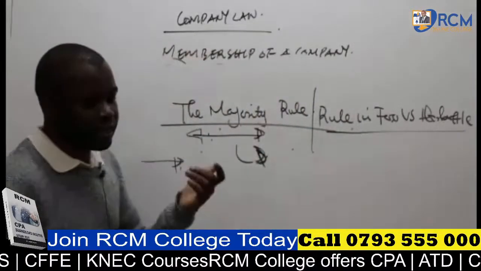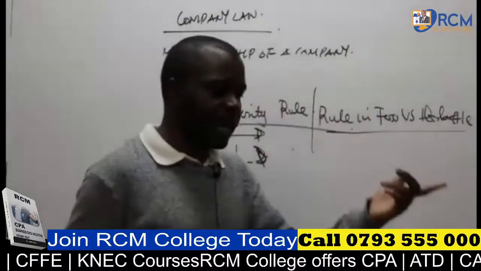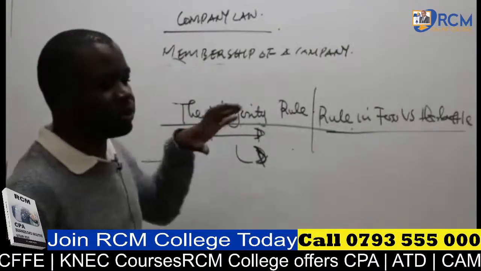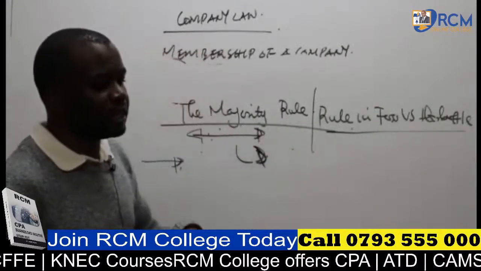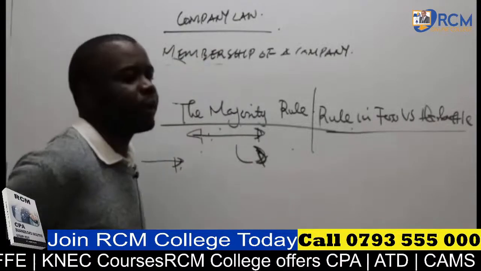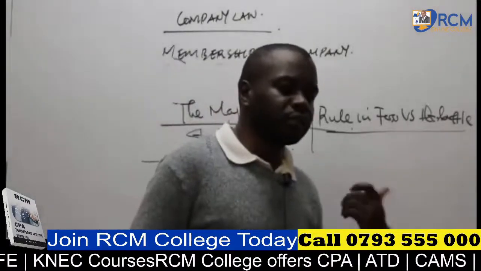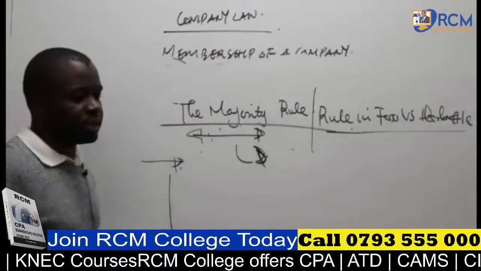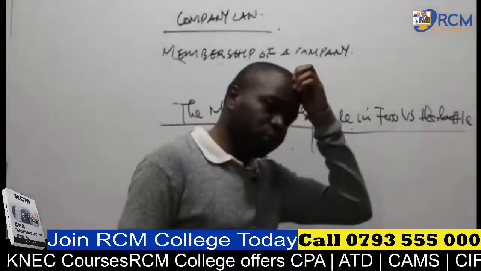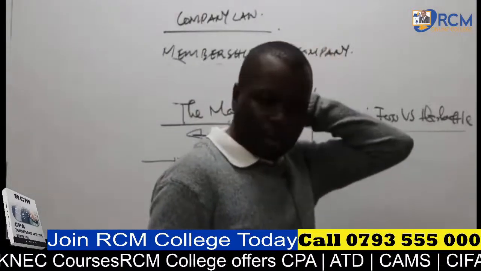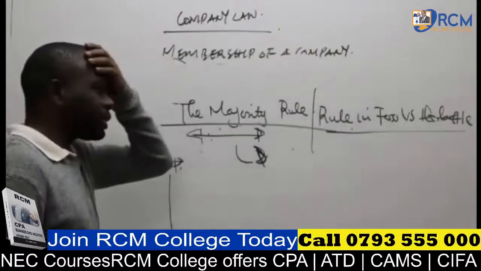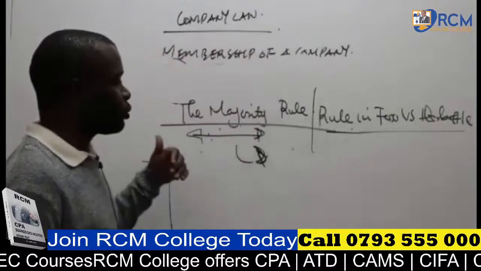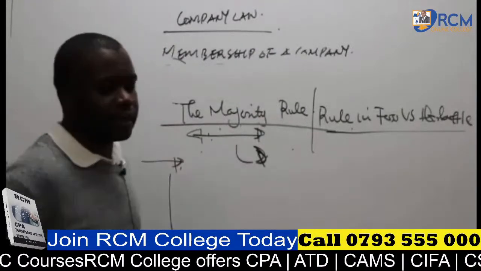The other key important thing that we must be able to know, and we'll look at it next time, are the exceptions to the majority rule. Under what circumstances can the decision of the majority not stand, and of course be overturned maybe by the minority? So we look at the exceptions to the majority rule in our next class. And probably I'm seeing us winding up this topic next time, and starting the next topic. But before we look at another topic, probably we look at some questions on membership of a company, so that you see how they have been tested on membership of a company in past papers.